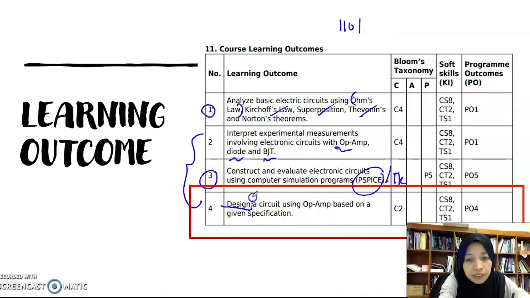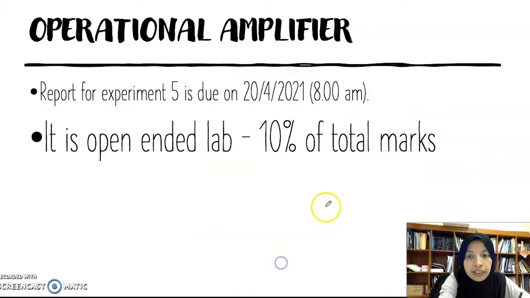When we say design, I always mention this inside the class: you need to find the value of your resistance. So this experiment number 5 is specifically for learning outcome number 4, where you're going to design an op-amp circuit based on the given specification. This is what we call an open-ended lab.